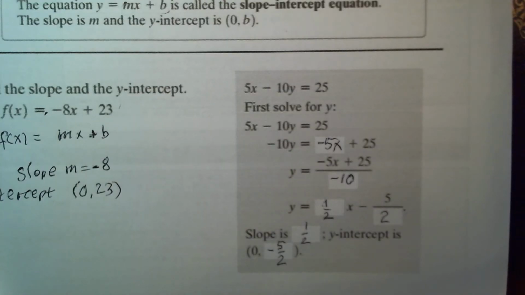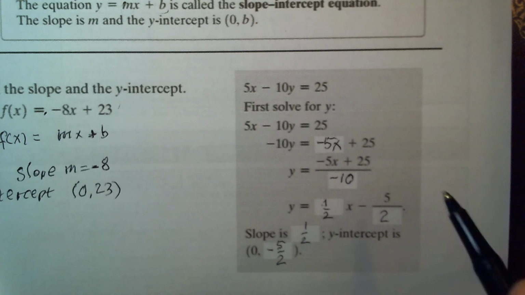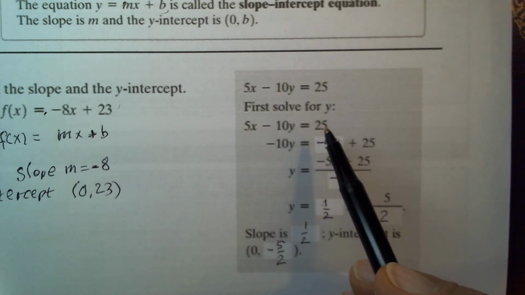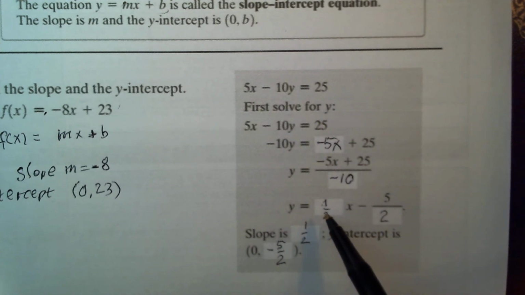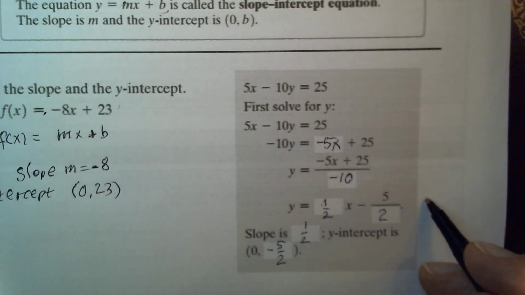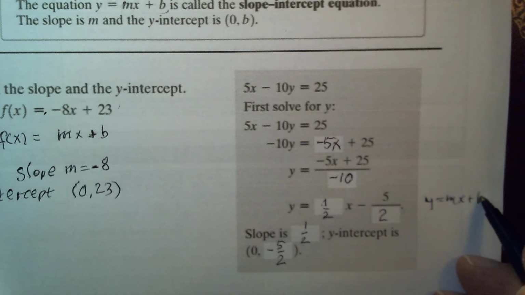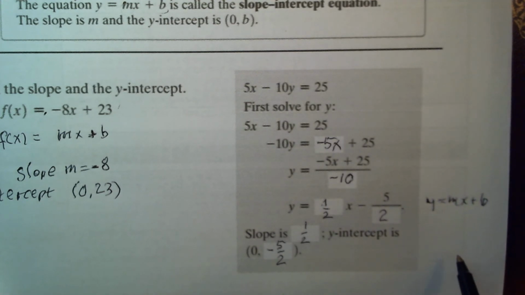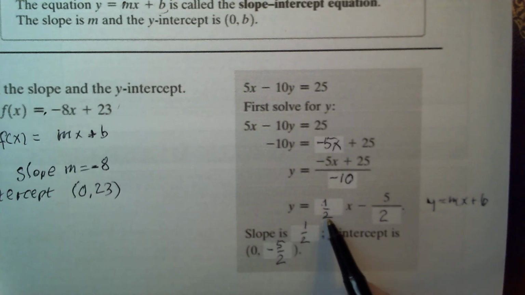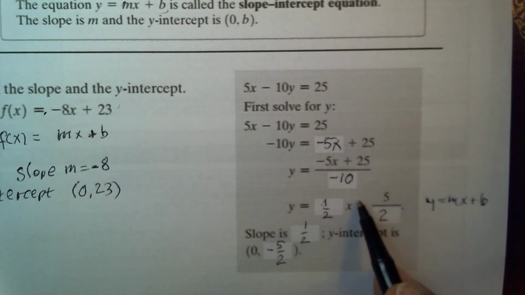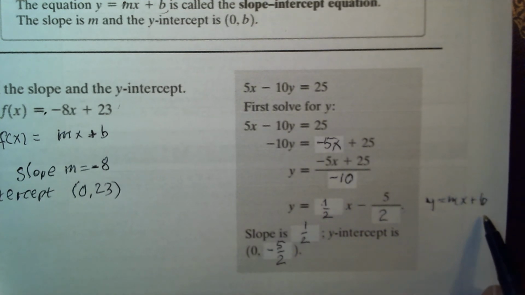So I hope you were able to follow these simple steps for solving the equation for y. And now we have this equation in the form y equals mx plus b, which makes it very easy to identify what the slope is. Again, the coefficient of x, 1/2 in this case, and then the other number would be 0, b for the y-intercept.